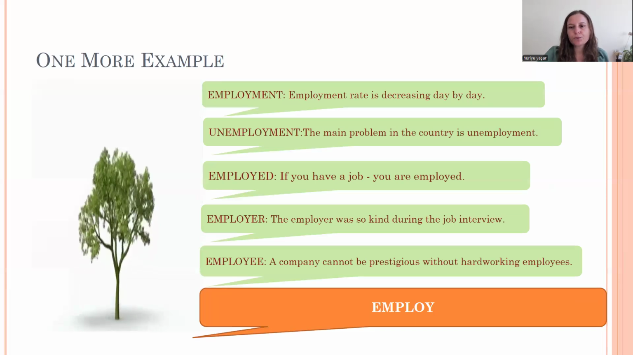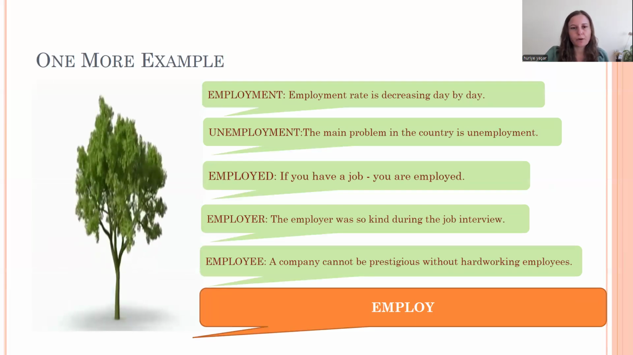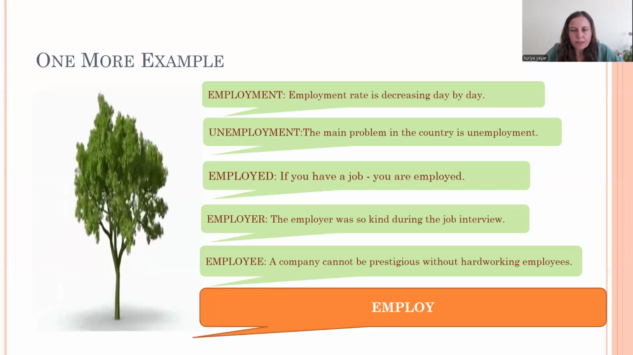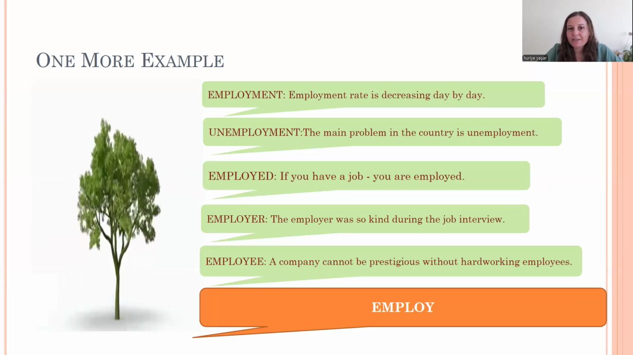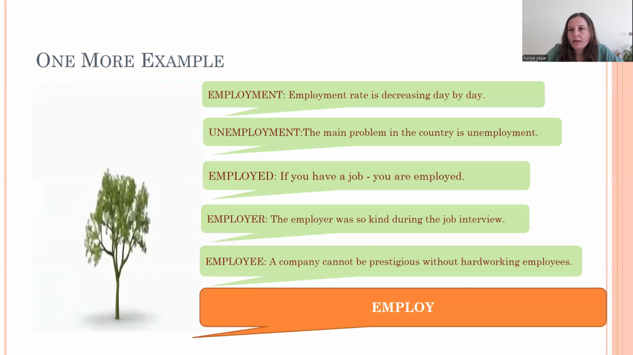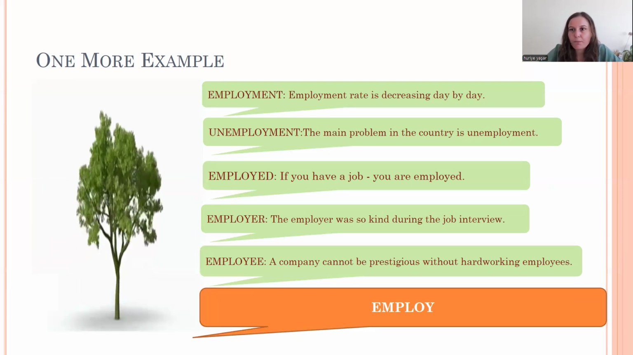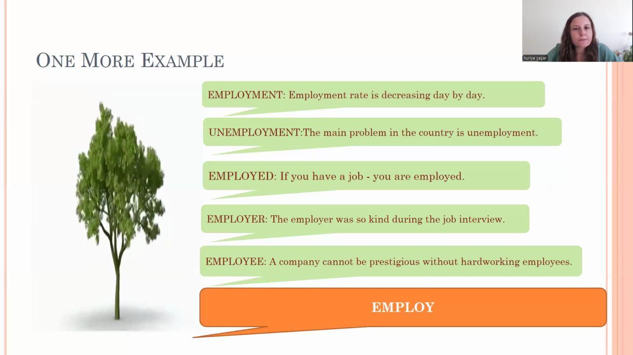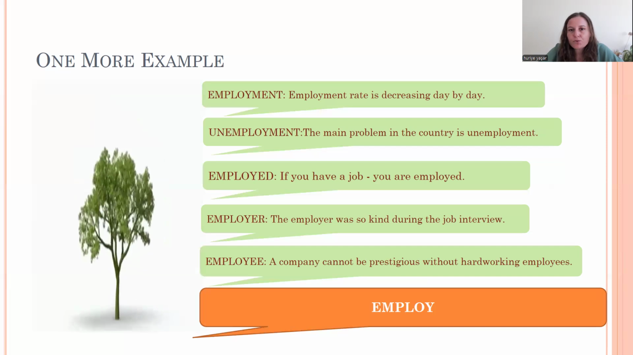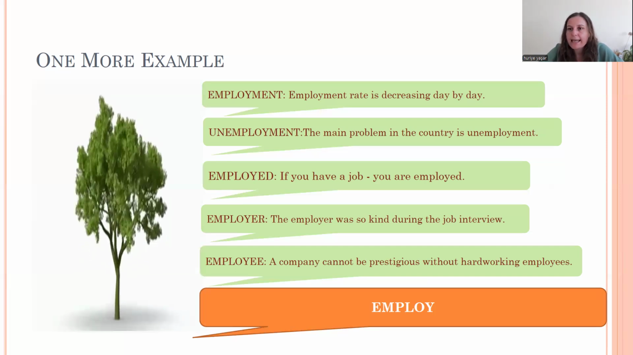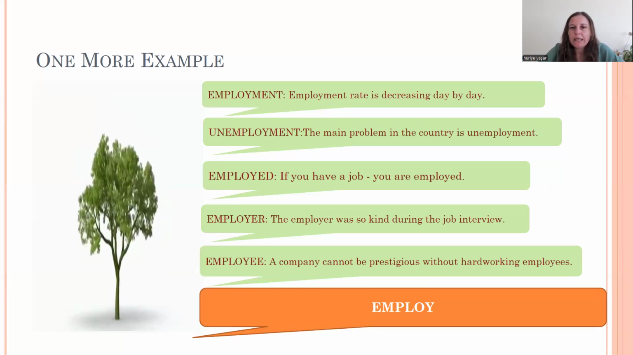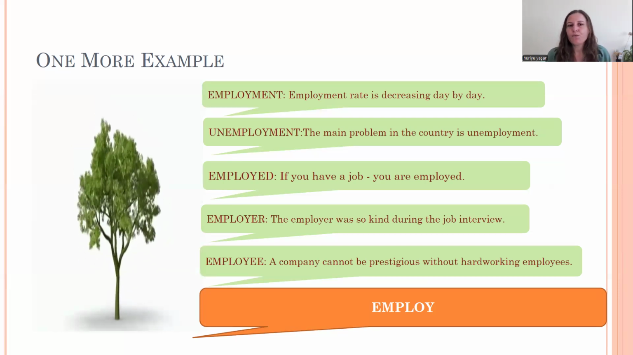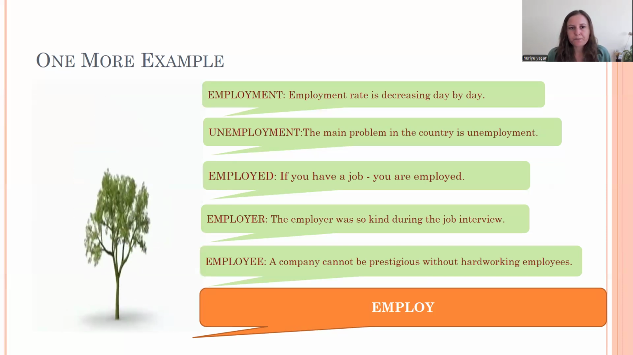For example, the root word is employ. If I say employment, it is a noun. Employment rate is decreasing day by day. Or I can say unemployment, both a prefix and suffix are used. The main problem in the country is unemployment. Again, it is in the noun form. Employed, it can act as an adjective. If you have a job, you are employed.